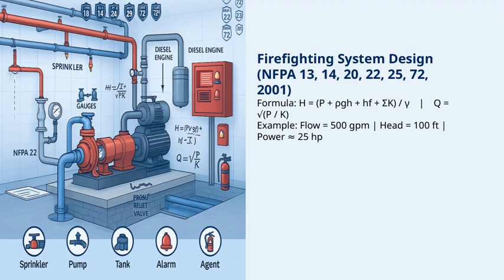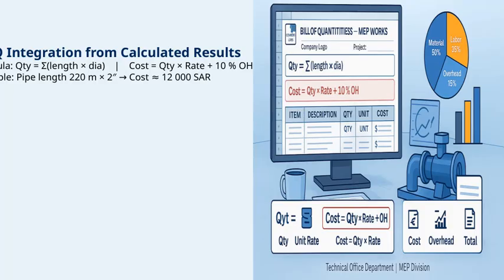Now, let's look at how we integrate BOQ from the calculated results. The key formula here is quite straightforward. QTY equals the sum of length times diameter for all items. So, essentially, we're adding up the quantities based on the physical measurements.